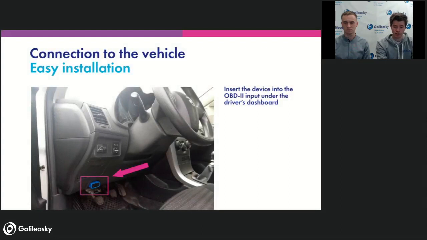The installation scheme, though scheme is a loud word, is shown on screen. As you can see, it's really very easy. You don't have to look up connections or wires. You just find the OBD-II input. It's usually somewhere under the driver's dashboard. For each vehicle and each model it's different, but the majority has it somewhere under the steering wheel, on the right or left side on the driver's side. All you have to do is stick it into the OBD-II input.